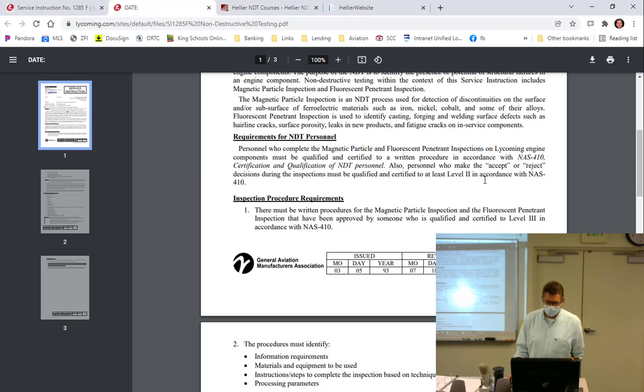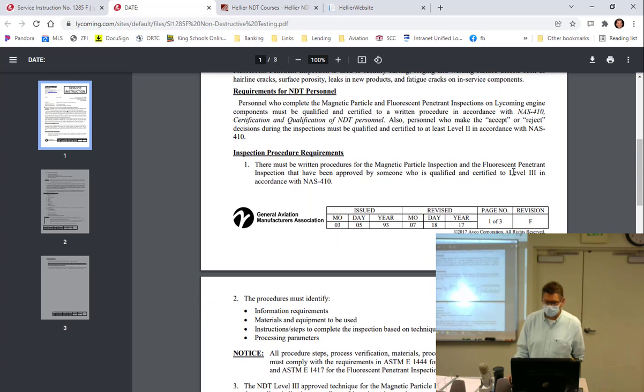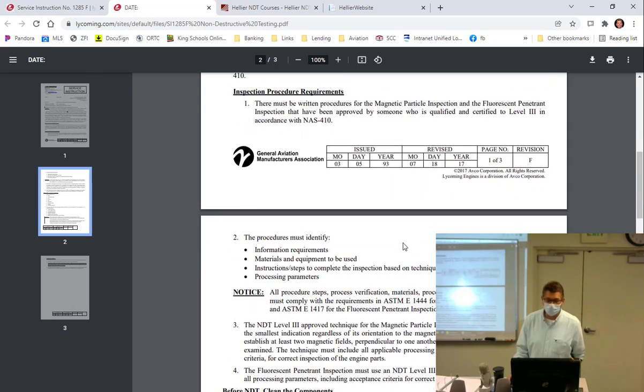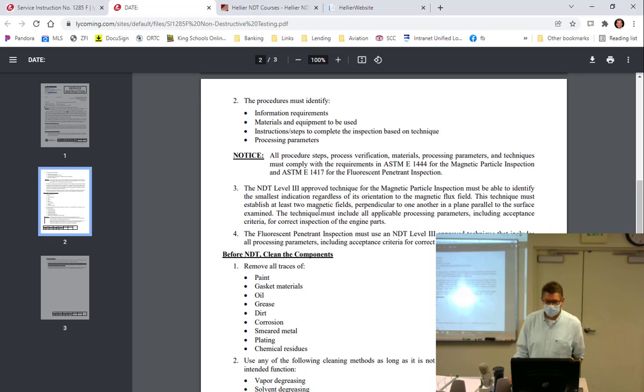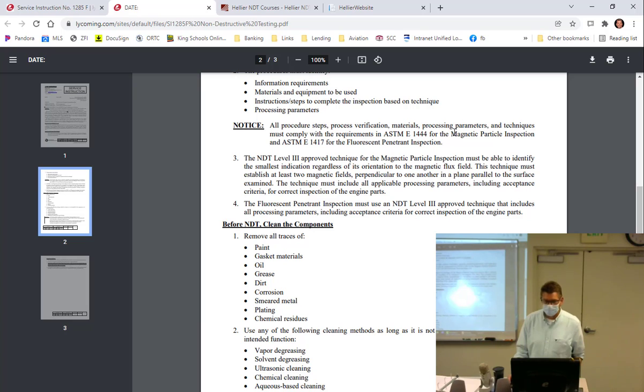So no. There must be written procedures for both magnetic and fluorescent that have been approved by someone who is qualified and certified to level 3. So your level 3 is going to set up your procedures: identify information, materials, instructions, processing. All processes and materials and techniques must comply with the requirements in ASTM E1444, which is magnetic particle inspection, or E1417 for fluorescent. So you're going to read these ASTM publications that are going to guide you in how to set up the procedures. Hopefully you can see how that works.